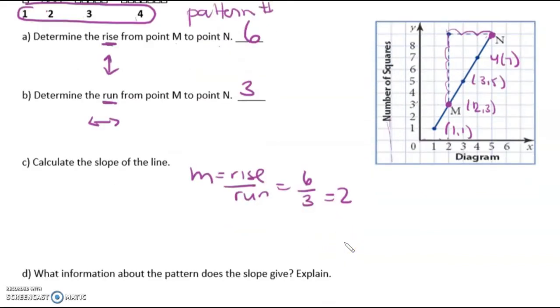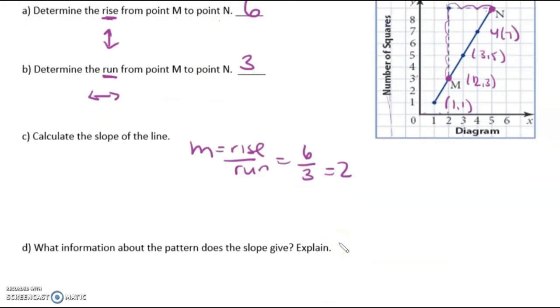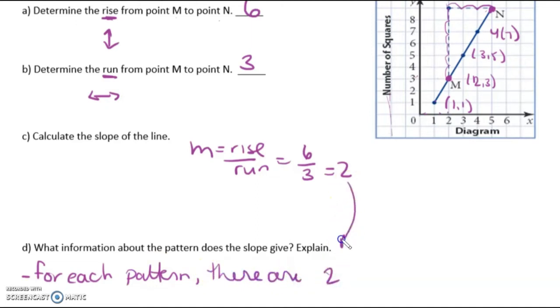And what information about the pattern does the slope give? What this means is for each next pattern, there are 2, the slope, 2 additional squares added to that pattern.